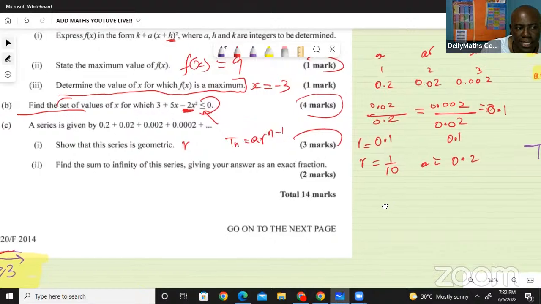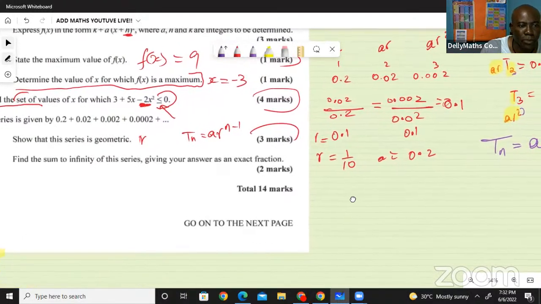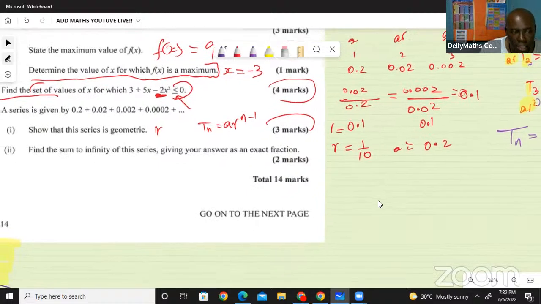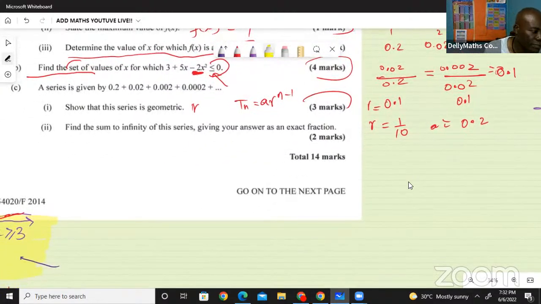All right. The last question says, find the sum to infinity. And they want us to give the answer as an exact fraction, because the sum to infinity formula is given to you. So you don't have to stress. They give you this formula. You will get the sum to infinity.